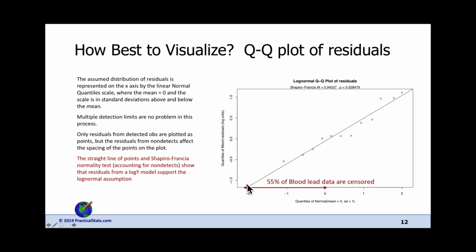And so they would be in here, and their positions, the proportion of them, spaces out the positions for the detected observations. So that's how they affect the QQ plot. So this is not just a QQ plot for plotting the original data after you've thrown away the non-detects. That was discussed in an earlier webinar.